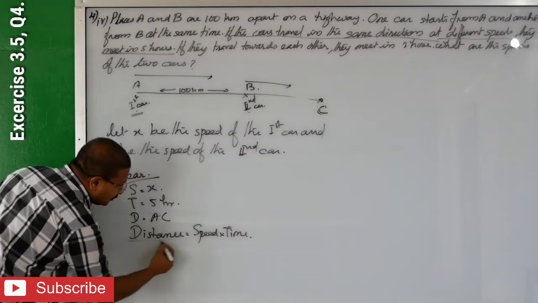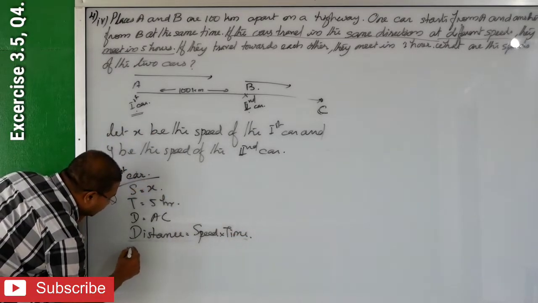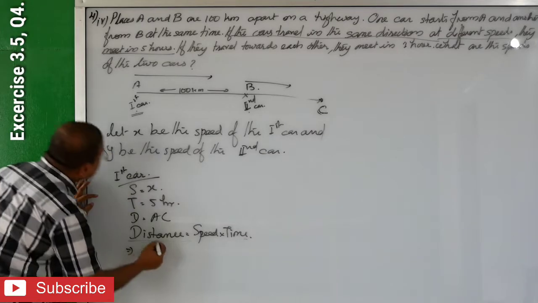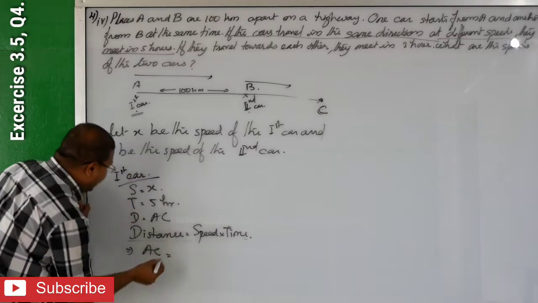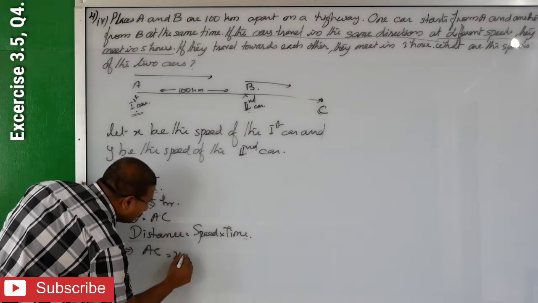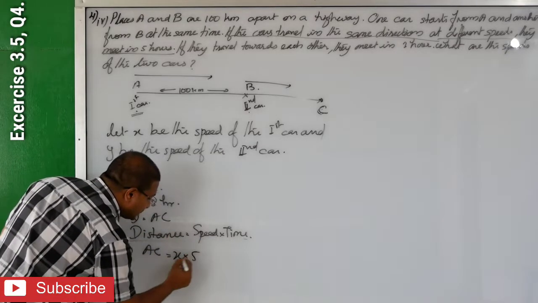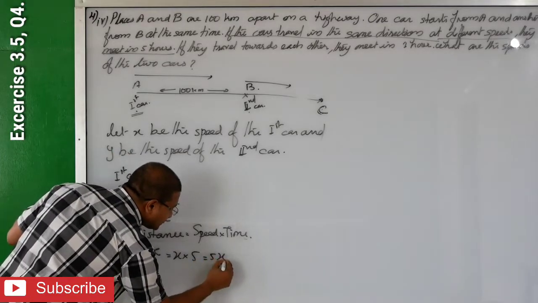We know that distance equals speed into time. That means the distance is AC. The first car travels A to C, that is AC equals speed. What is the speed here? x into, and the time is 5. That means x into 5 means 5x.